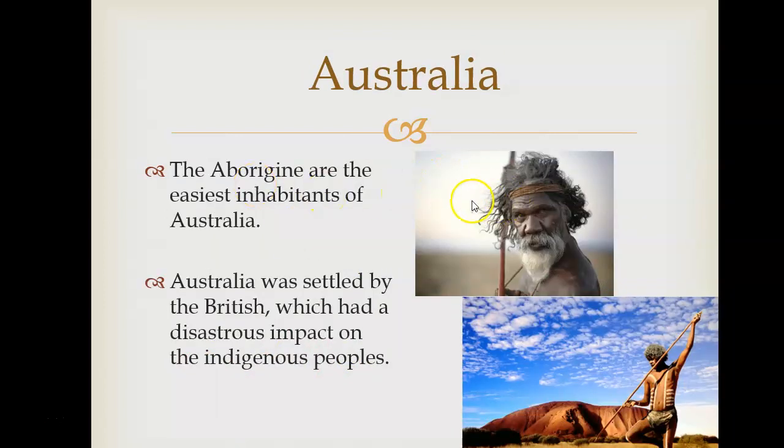The Aborigine are the original inhabitants of Australia. When the British come in, it is definitely going to have a disastrous impact on the indigenous people, on the Aborigine in Australia.